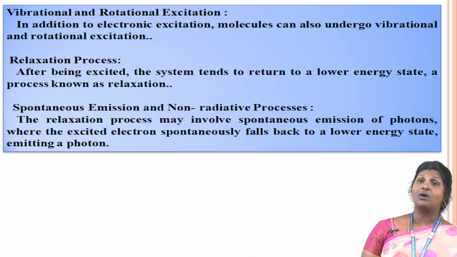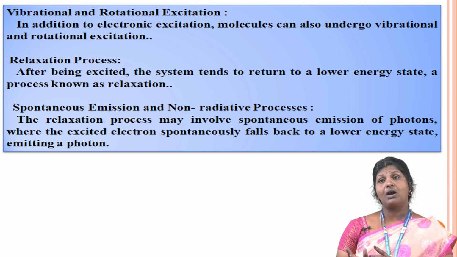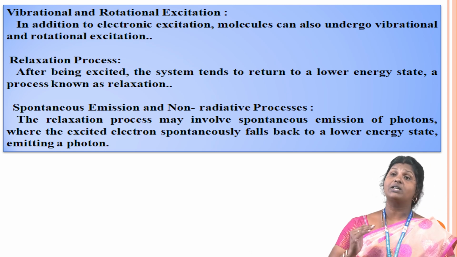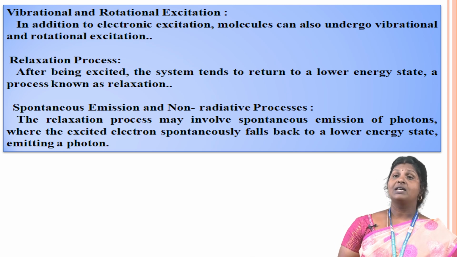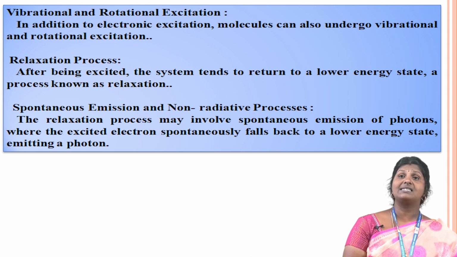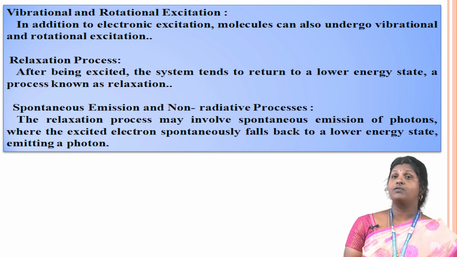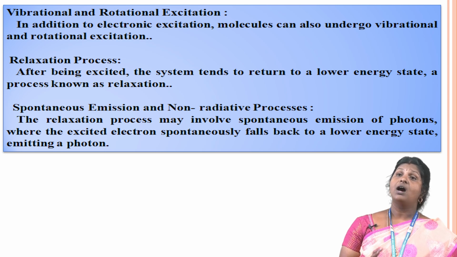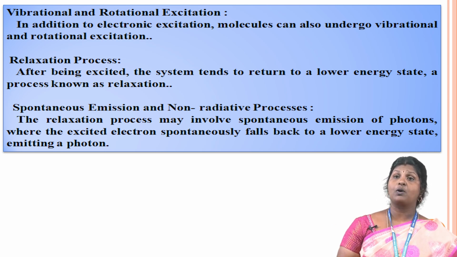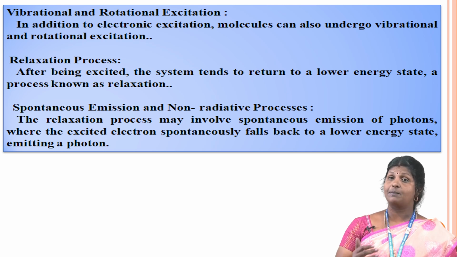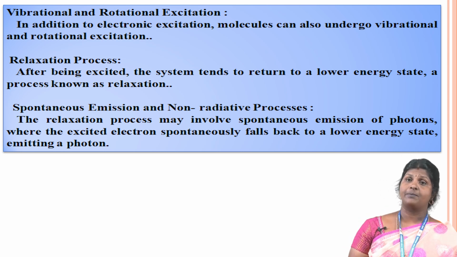Then the relaxation process. After being excited, the system tends to return to a lower energy state, a process known as relaxation. During relaxation, the excess energy is typically released, often in the form of a photon, as heat, or through collision with other particles. The relaxation process is crucial for maintaining the stability and equilibrium of the system.